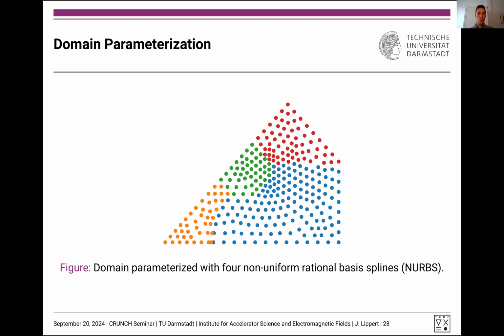The difficulty here was that we first had to parameterize our quadrupole magnet. We did this by NURBS, non-uniform rational B-splines. Here we used 4 for the 3 different materials. However, the one iron was too big, so we used 2 here.